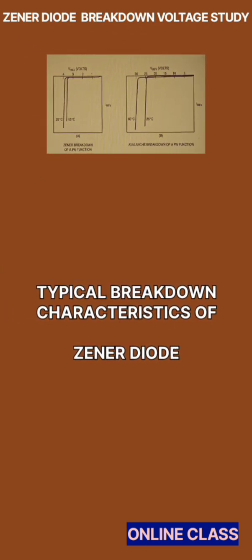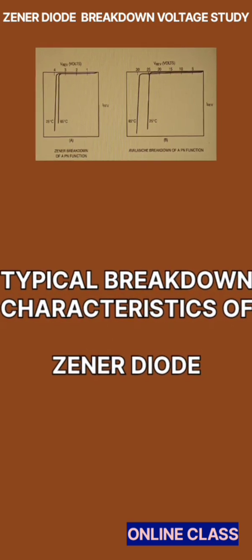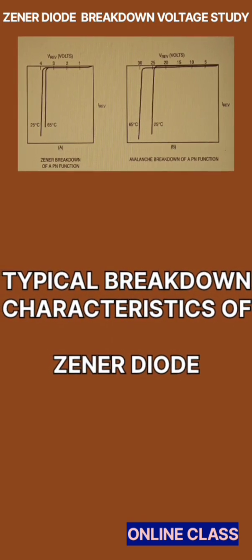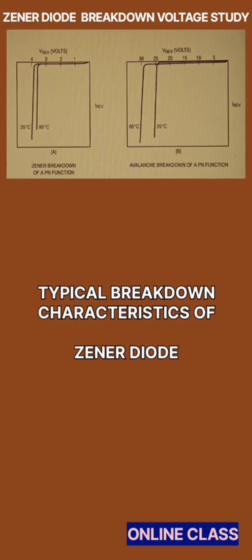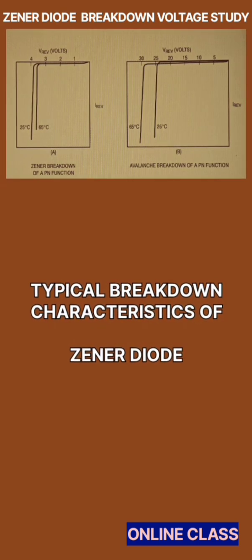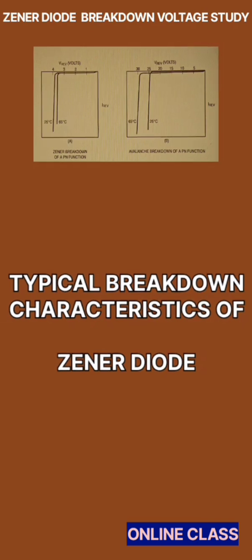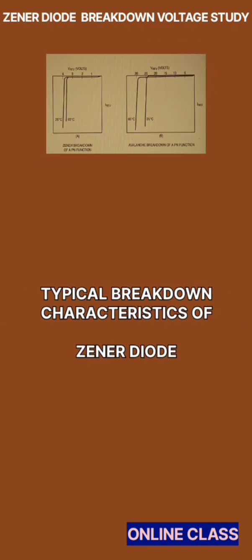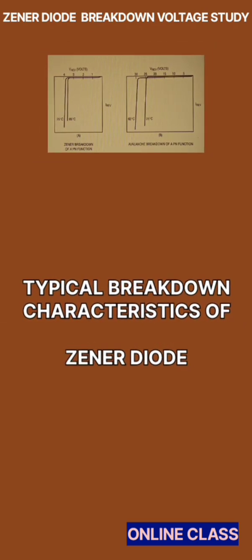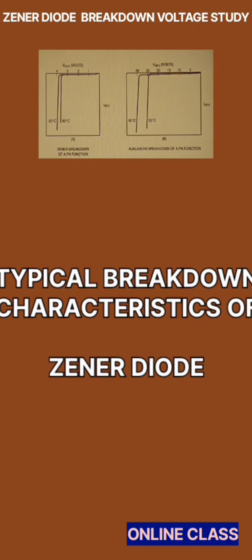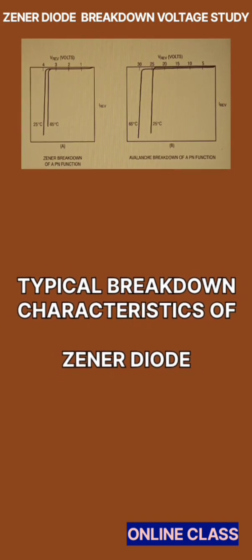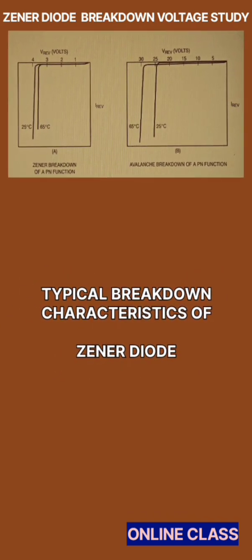The zener mechanism can be qualitatively explained as follows. Since the depletion width is very small, applying a low reverse bias generates an electric field across the depletion region of approximately 3 x 10^5 volts per centimeter. Such a strong electric field applies a significant force on the valence electrons of the silicon atoms.